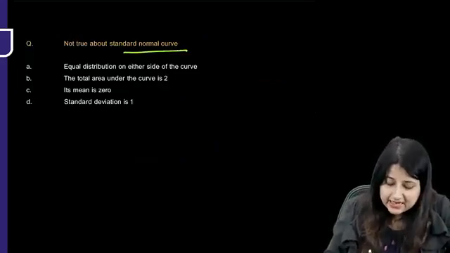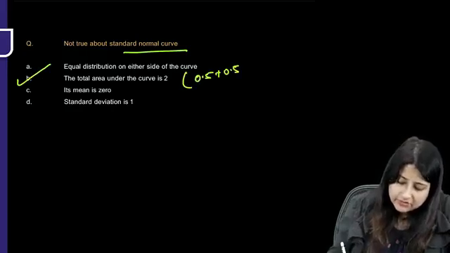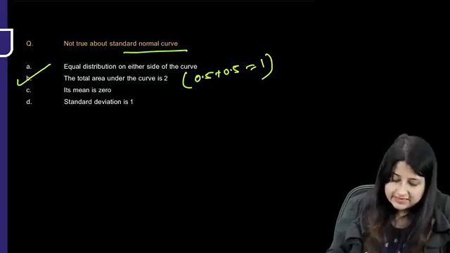Okay, so which is not true about the standard normal curve? Equal distribution, yes. Total area under the curve is 2. Again, this is wrong. It is 0.5 plus 0.5, which is equal to 1. Mean is 0, standard deviation is 1.